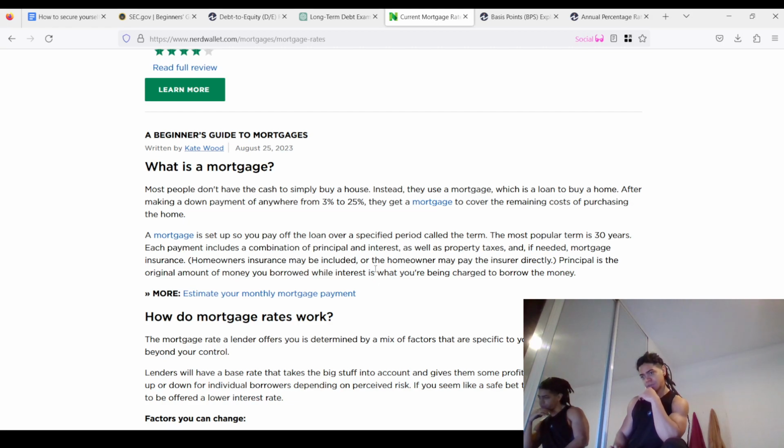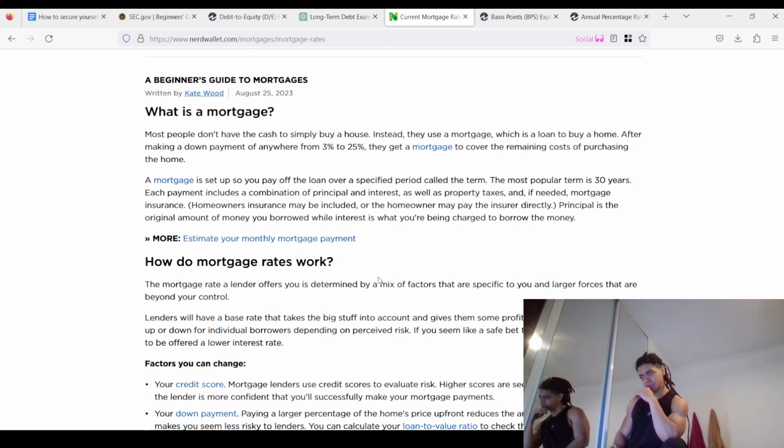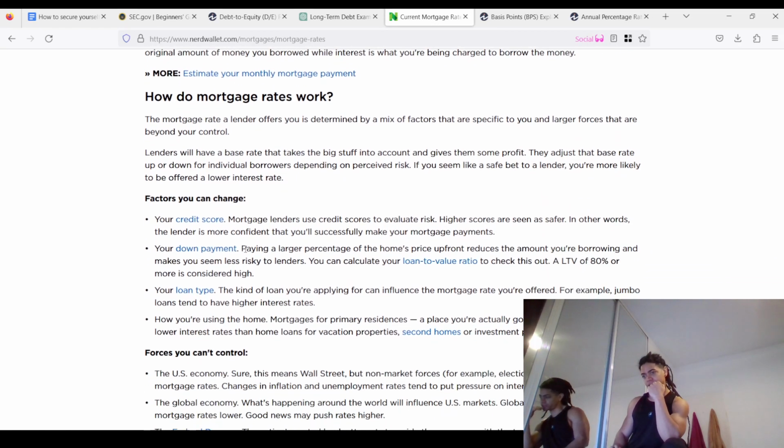Principal is the original amount of money you borrow, while interest is what you are charged to borrow the money. Exactly. How do mortgage rates work? Factors you can change. Your credit score. Mortgage lenders use credit score to evaluate risk. Higher scores are seen as safer. In other words, the lender is more confident that you will successfully make your mortgage payment.